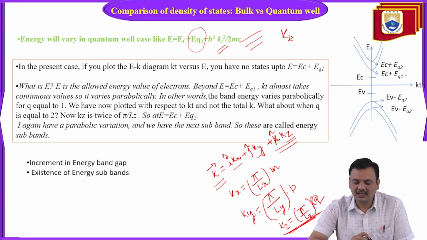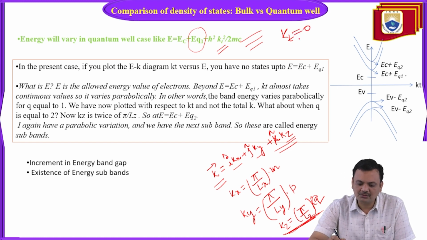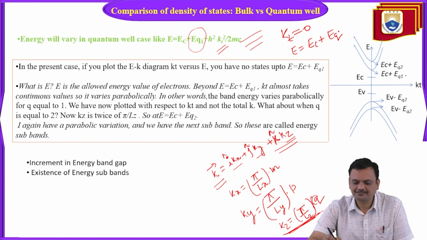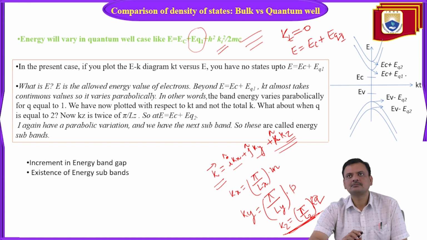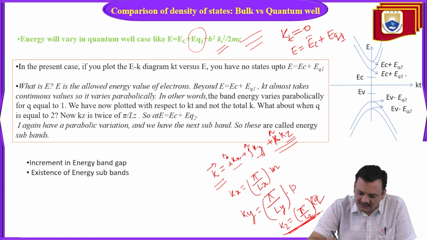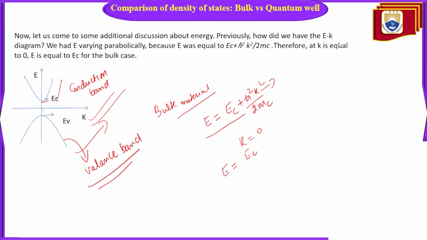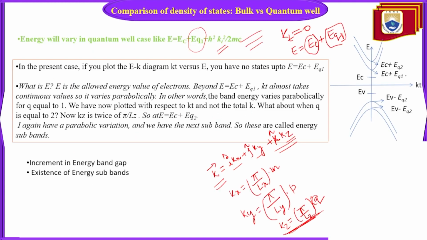And like the previous case, where if k is equal to 0 you get the band edge energy, here if kt is equal to 0, what will you get? E is equal to EC plus EQ1, meaning EC plus something. In the bulk case, what do you get? EC, but here you are getting EC plus something. Okay, that is the first point.